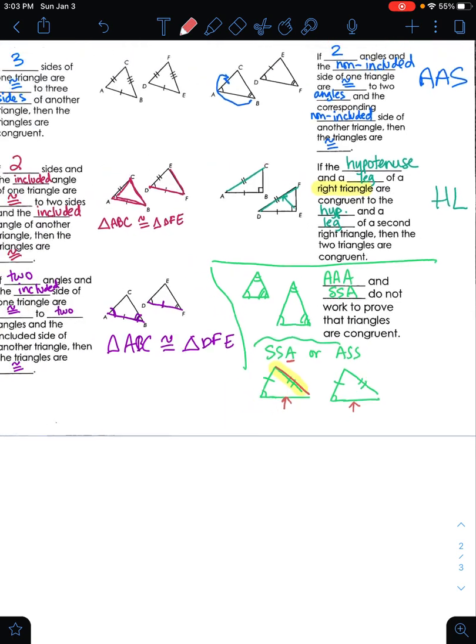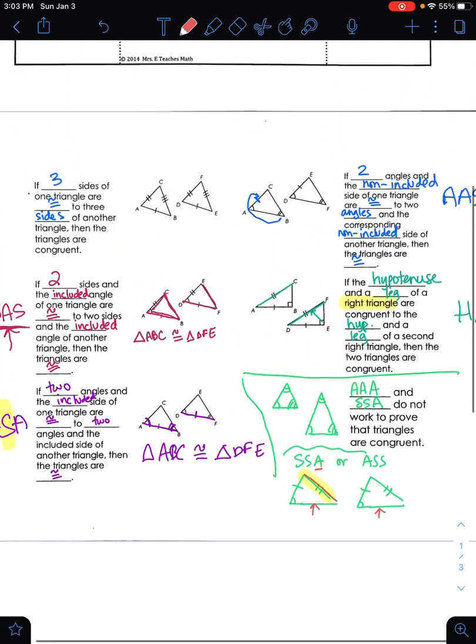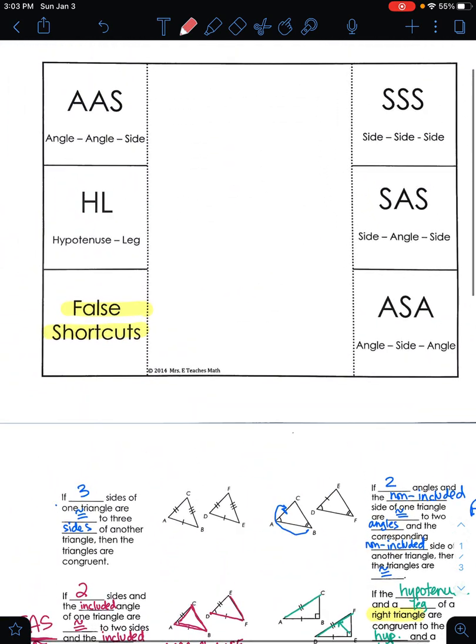So bottom line here, let me go back to page 1, the front, I guess. There are only 5 ways to guarantee congruence. Those are the 5, and I call them shortcuts because we don't have to go through all 3 sets of sides and all 3 angles. We can just go through pieces of the triangle, but these are the only 5 combinations that will guarantee that all the other parts stay the same as well. So these are what we typically call false shortcuts.